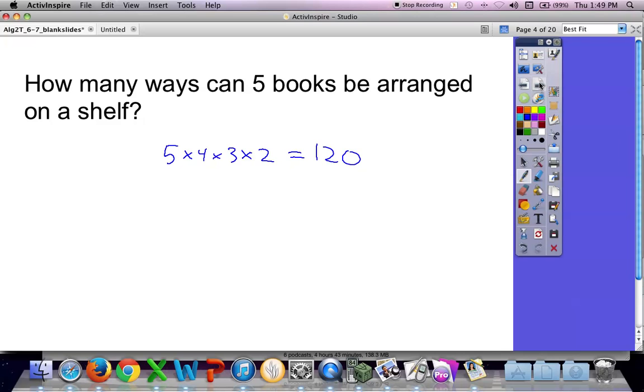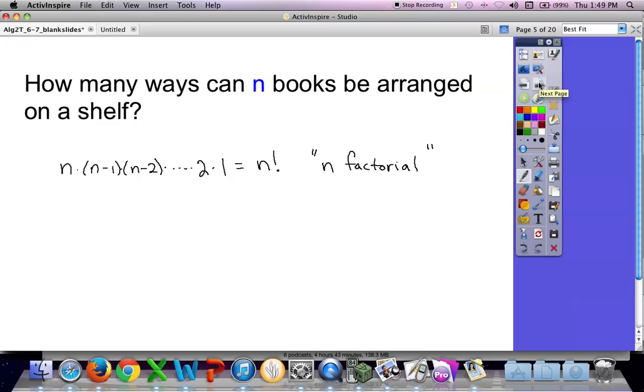No idea. Okay, so here's the general rule. If you have n books, then the number of ways you could arrange them is, you multiply n times the number less than it, which is n minus 1, times the number less than it, which is n minus 2, all the way down to 1. Well, the last one doesn't really matter, because you multiply times 1, you get the same thing anyways, right?